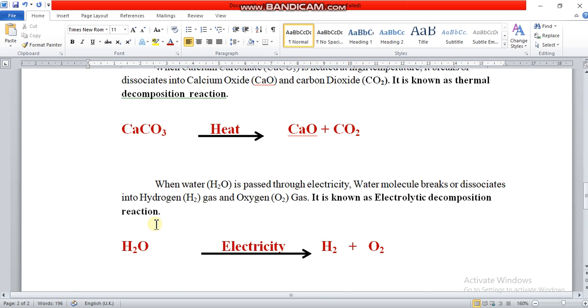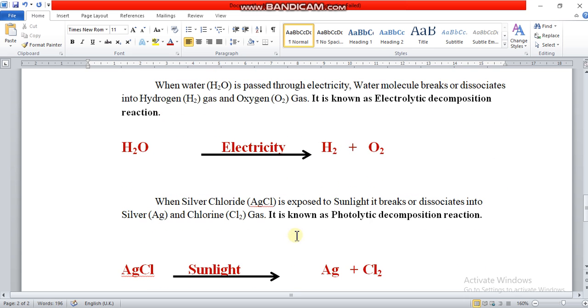Here, water is passed through electricity. If we take water, prepare a suitable medium, and pass electricity through this water, then the water molecule breaks or dissociates into hydrogen gas and oxygen gas. So here electricity is used to break one substance into smaller ones. That's why it is known as an electrolytic decomposition reaction. If in a decomposition reaction electricity is used to break substances, then it is known as electrolytic decomposition.